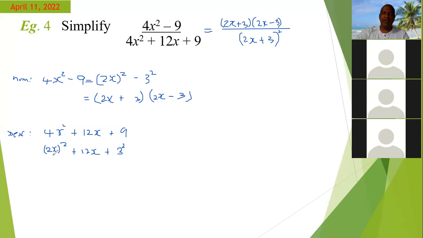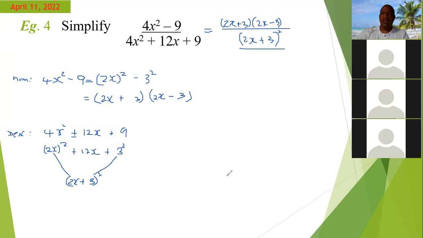So once it is a perfect square, you just bring down the bases in brackets. So this is how we factorize it. Bring down the bases. So you bring down the 2x. You bring down the 3. And you keep the sign of the middle term. And then outside the bracket, you put your square. All right, and so we'll get this factor that we have up here, just the same.